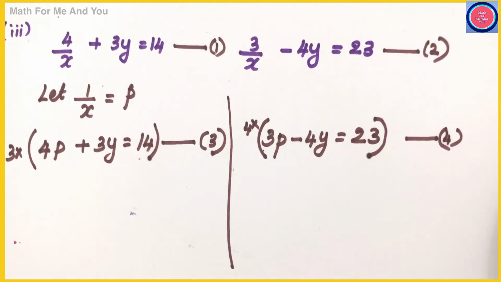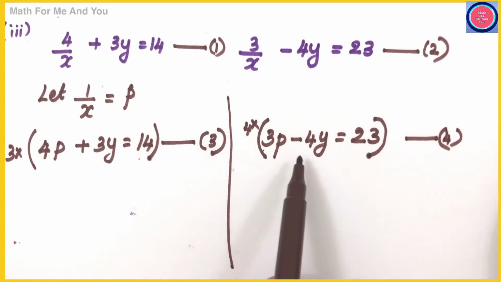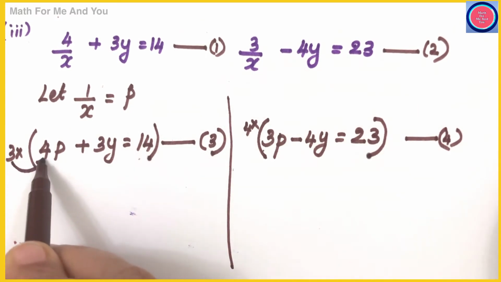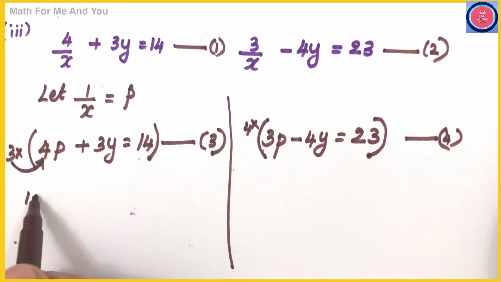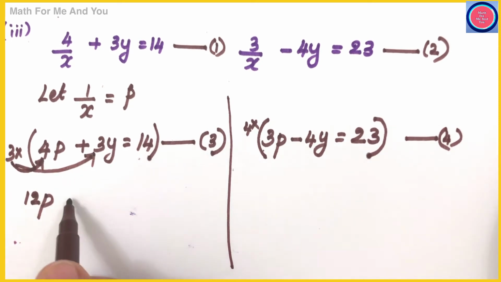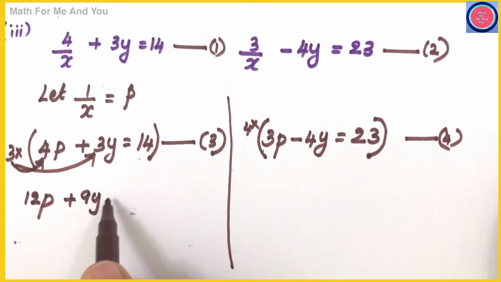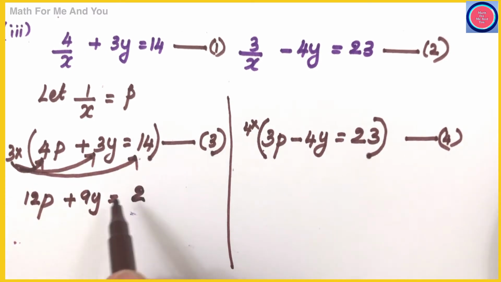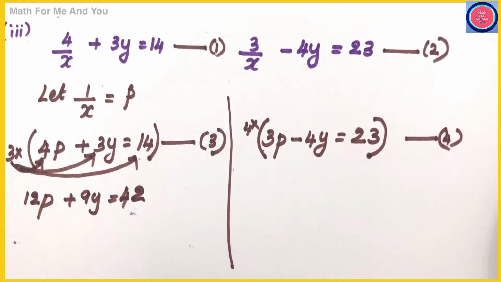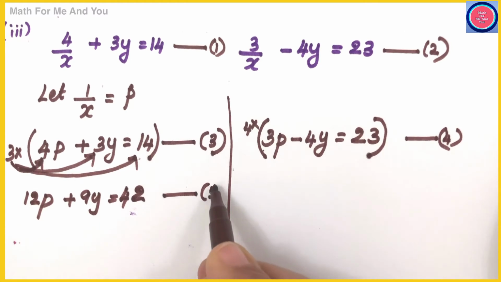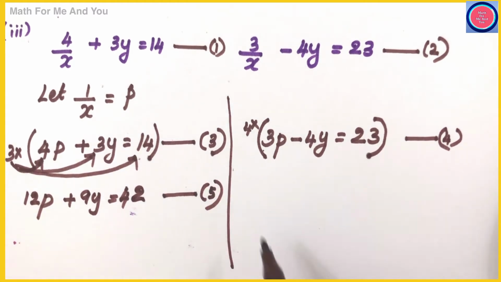Let's do that. Here, equation 3 we are going to multiply with 3. And then we get the equation 3 times 4p. How much it is? 12p. Okay. 3 times 3y, it is plus 9y is equal to 3 times 14. 3 fours are 12, 1, then 3 ones are 3, 3 plus 1, 4. 42 we get. 12p plus 9y equals 42. This is a new equation. Let it be equation number 5.